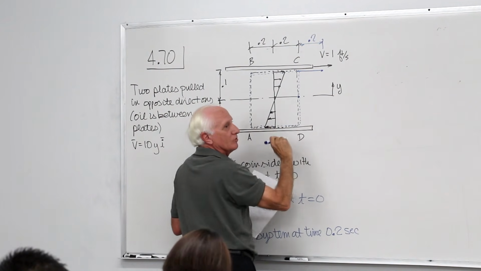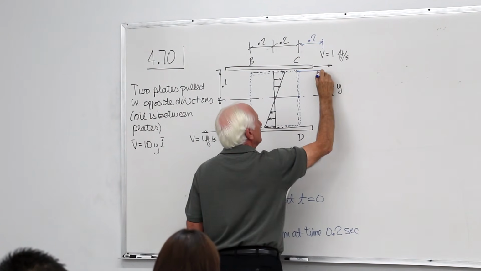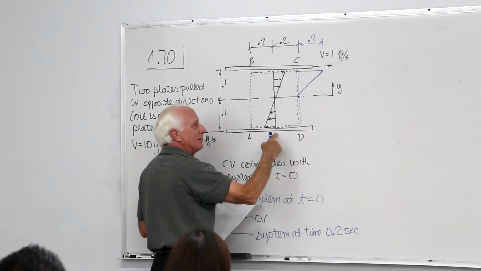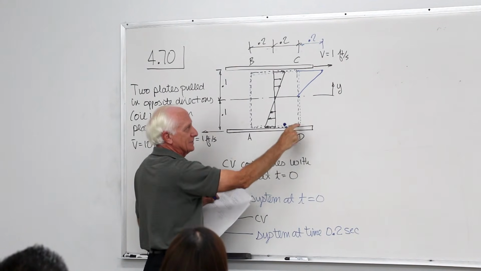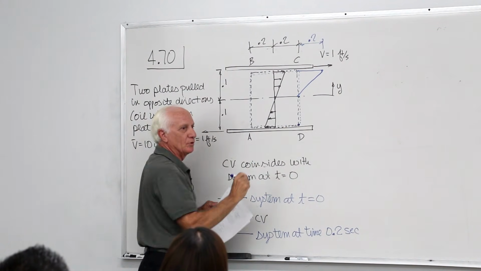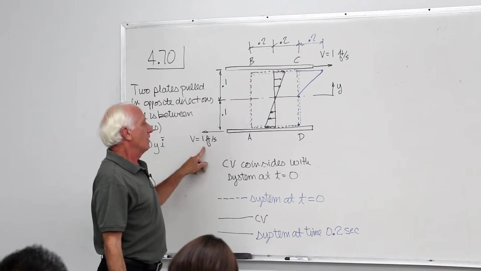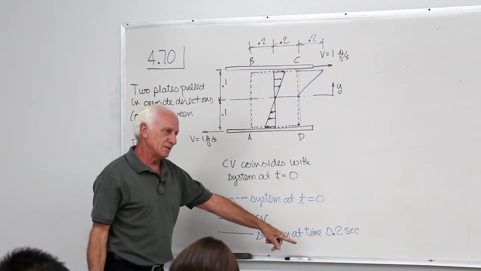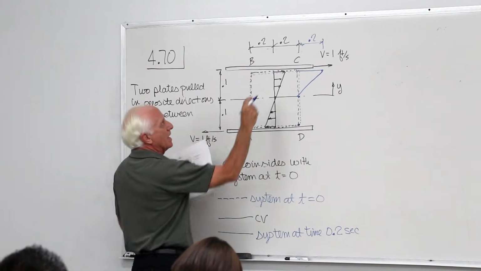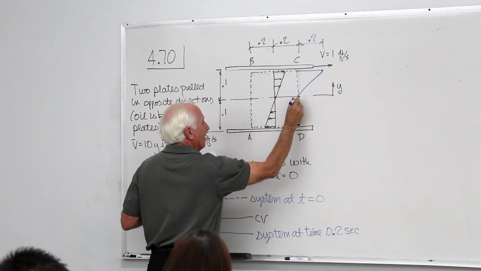Where did the middle particle move? It didn't move. How about the one down here? It went the other direction. This guy right here, where the big blue point is, he went to the left. How much? 1 foot per second times how long? 2/10 of a second. He went 2/10 that way. He's back here.